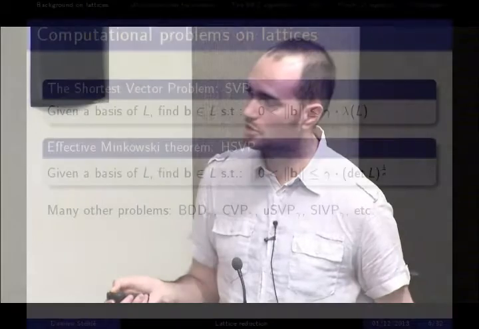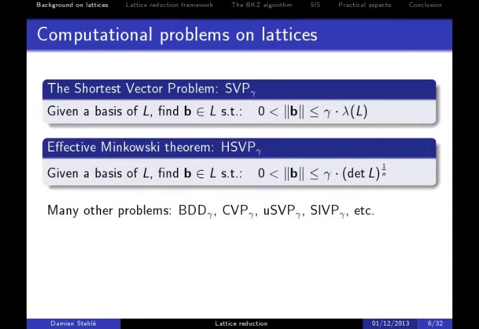And there are many other problems that we may see today: bounded distance decoding, CVP, the closest vector problem, unique SVP, the shortest independent vector problem, and so on and so forth. They all come with relaxation parameters. When gamma is close to 1, all these problems are very hard to solve computationally, and when gamma increases, they become easier and easier. I'm not going to comment on these problems in this talk.